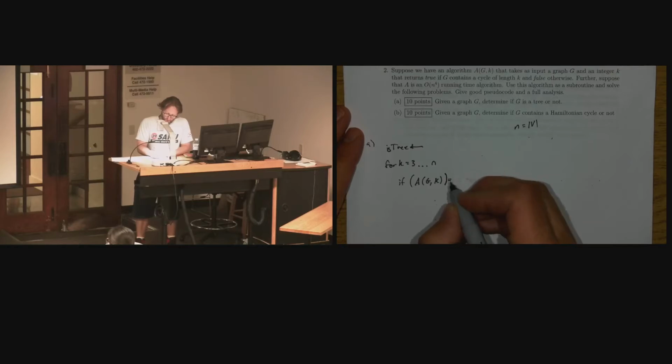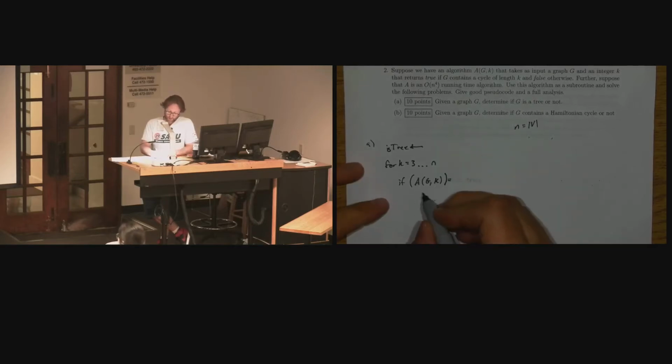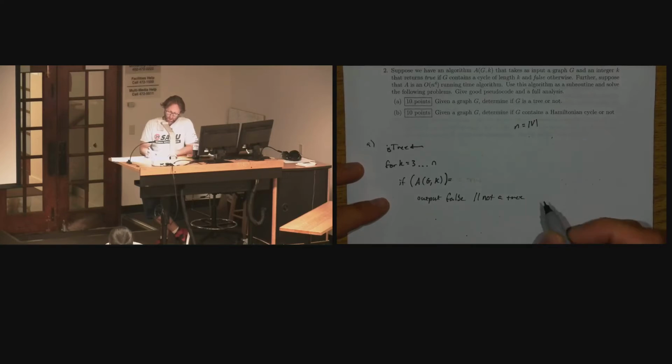If it's true, then what can you tell me? It found a cycle of length k. What's your conclusion now? It's not a tree. So output false. If you want to, document it: not a tree. And I don't think that we're going to need the flag variable at this point, right?